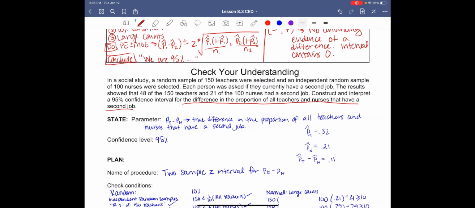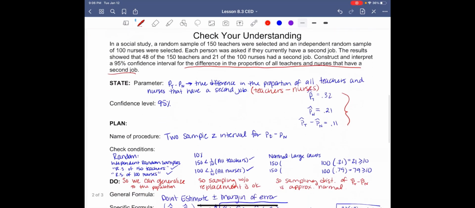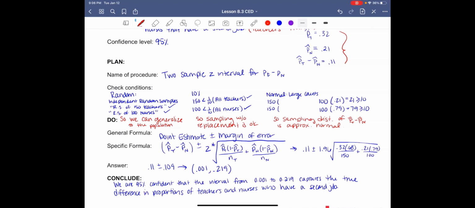Now it's pretty easy to see here what order of subtraction I did because of my subscripts. However, I do always like to put in parentheses at the end my order for subtraction. So I'm going to do teachers minus nurses. And then I'm doing a 95% confidence level. I like to write my statistics to the side, so I've got these over here. It just helps me keep them straight for later on. I don't have to go back into the problem and find them. All right, our plan portion. This is a 2-sample Z interval for P_T minus P_N.